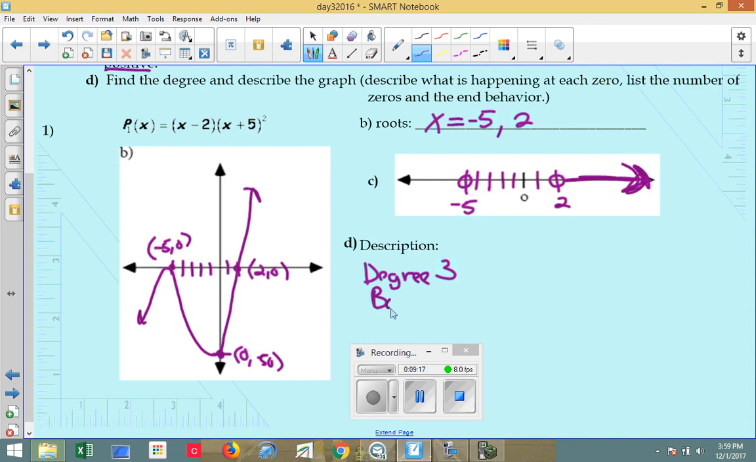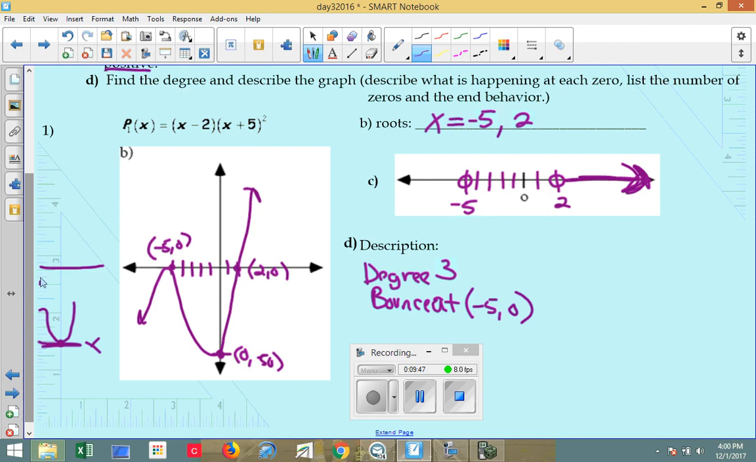So that is a bounce at (-5, 0). Now, we only consider it a bounce when it does not go through the axis, so when it never goes to the opposite side. If this is my x-axis of a different graph, it could also come from above and hit and bounce. That would also be considered a bounce because it is not going through the x-axis.